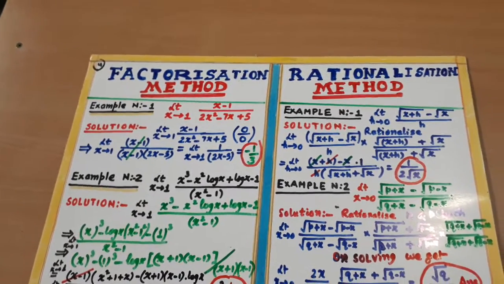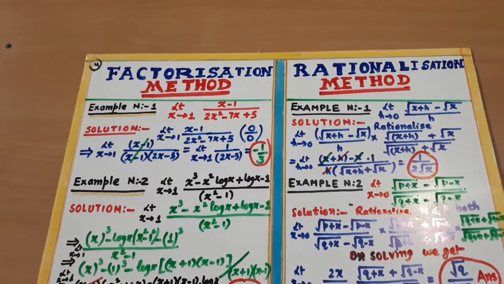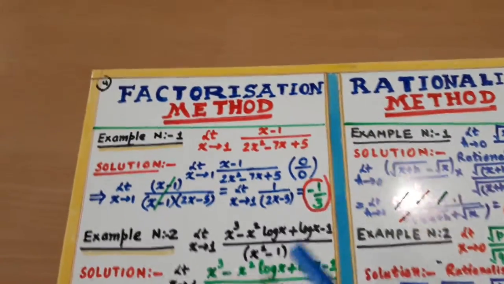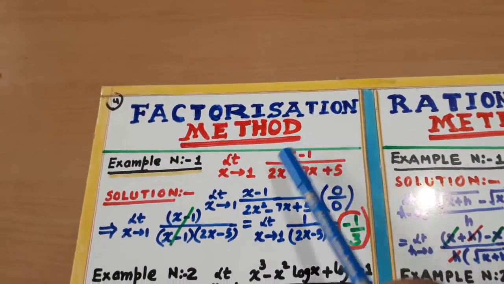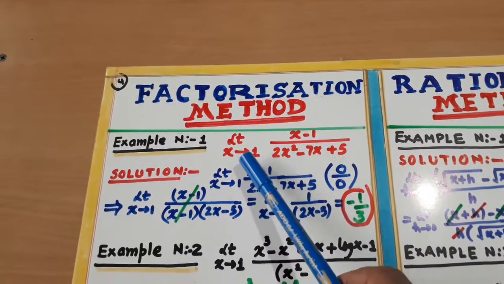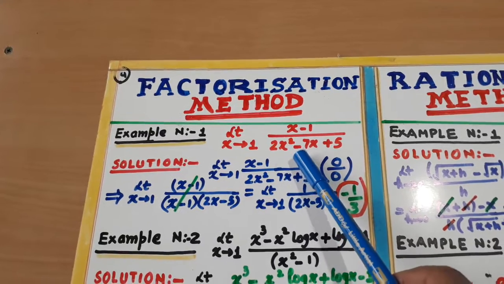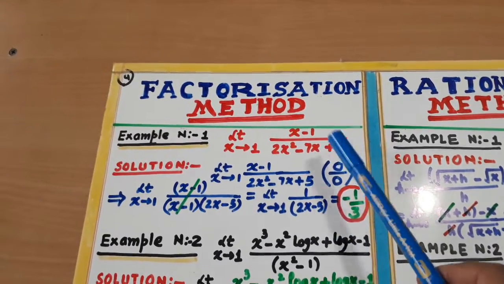Hello friends, I am coming up with three methods. The first one is the factorization method. Example number 1: limit x goes to 1, (x minus 1) over (2x square minus 7x plus 5).